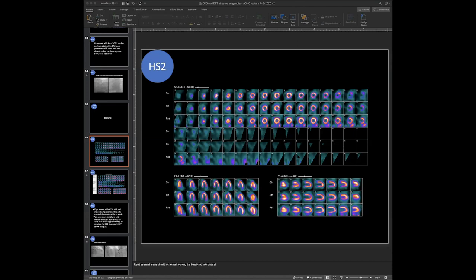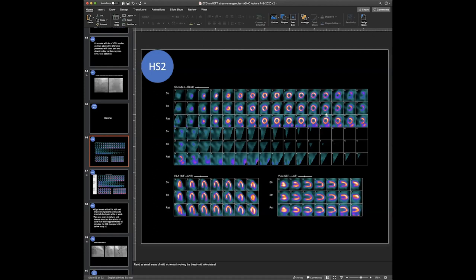And then I see globally maybe more increased counts in the rest. It might be relative, but maybe something at the base, the infralateral wall. Excellent.